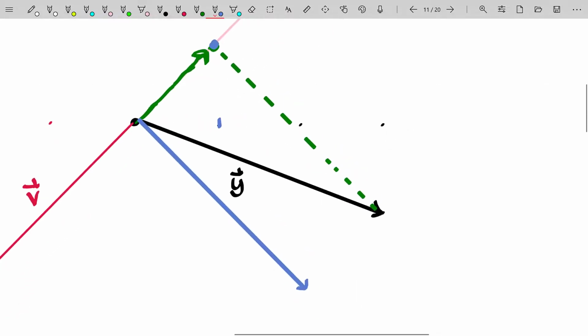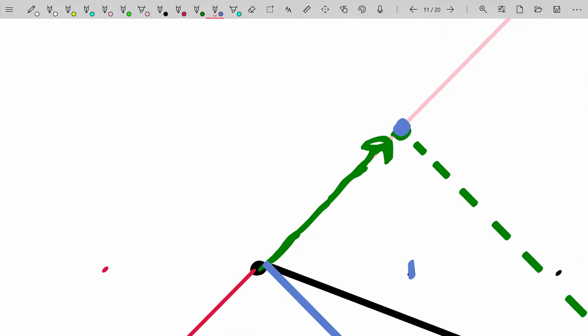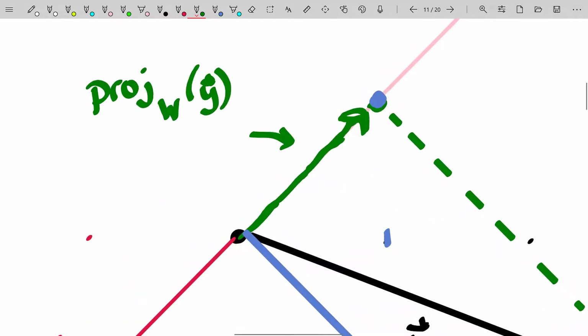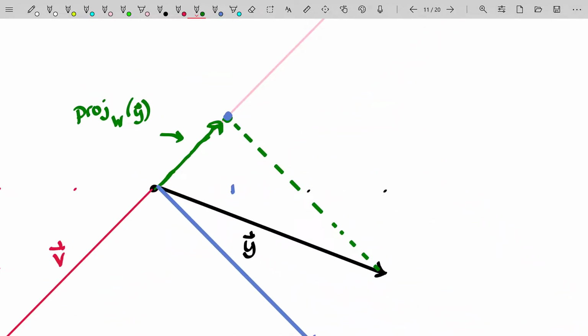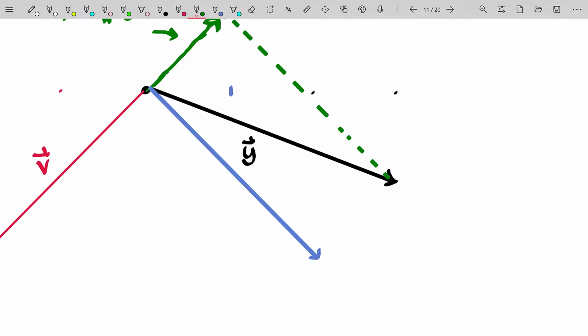So looking back at our previous geometry here, notice that we have the green vector. This is the orthogonal projection of y onto the subspace spanned by v. And that should make sense. There's the black vector y right there. If you cast its shadow onto the subspace spanned by v, it is that green vector. Likewise, we can cast a shadow on the subspace orthogonal to that, and that shadow would actually be this blue vector. And remember, that blue vector is called the component of y orthogonal to w.